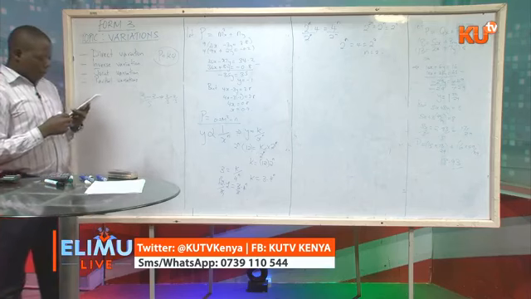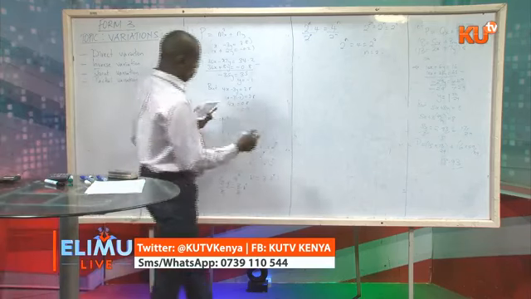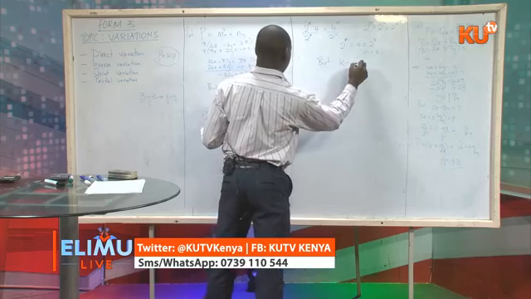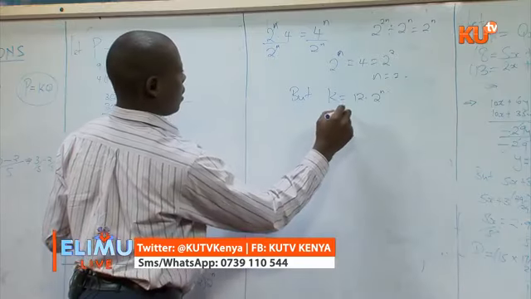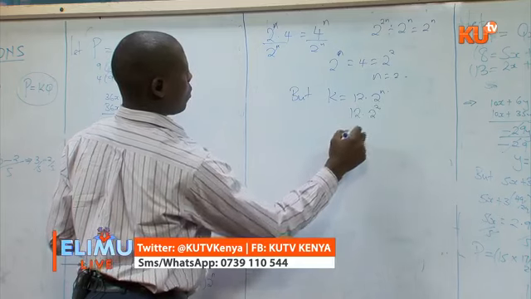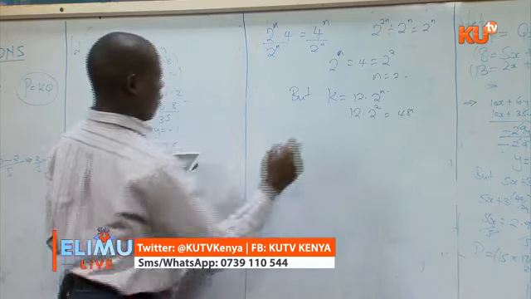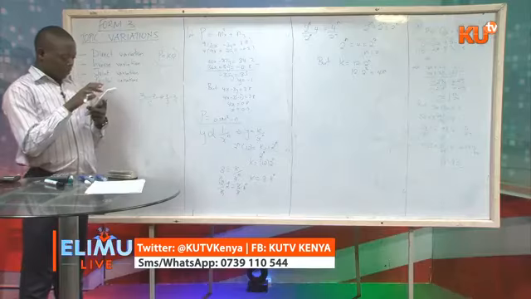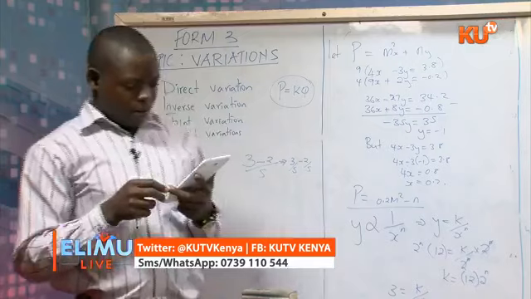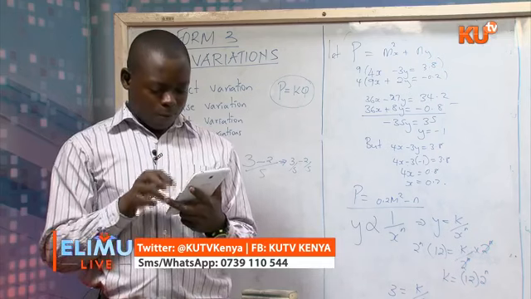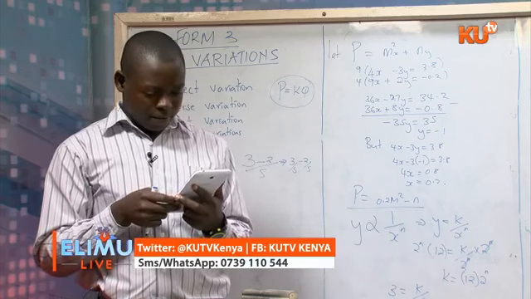So we are told to find the value of n. And so if that is n, therefore k is 12 times 2 power n. So 12 times 2 power 2, that is 48. I think that is clear, Purity. Now we have one last one.